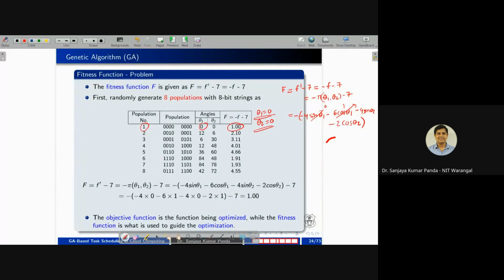Similarly, whatever population you have taken, for every population you have to calculate the fitness value. Suppose I said minimum value is better, then obviously out of these 8 population, 1 is minimum, so that is better. Suppose it is a maximization problem, then I can select 4.6 as the highest value, so that is better. It is very important to note that the objective function is the function that is going to be optimized, while the fitness function is what is used to guide the optimization. So the fitness function is guiding the optimization, but the objective function is what we want to achieve. That's why the function that is going to be minimized or maximized is called our objective function.